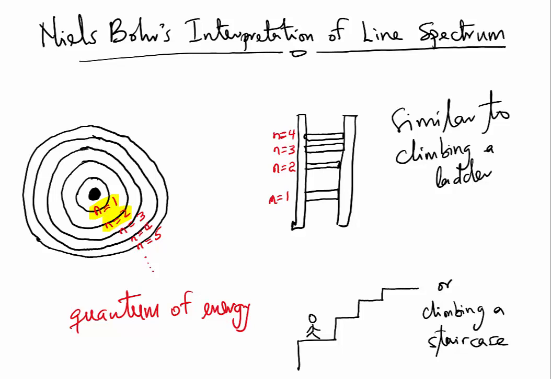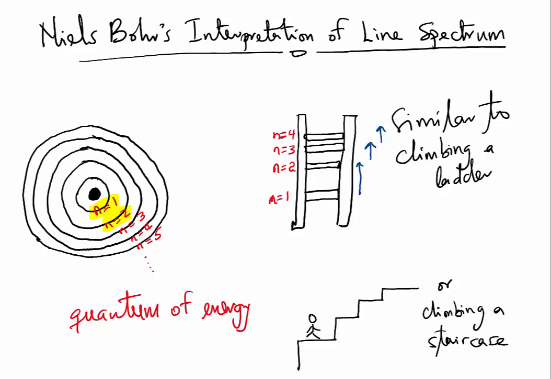What does that mean? That means that the electron can, for example, jump from energy level 1 to energy level number 2, or energy level number 2 to energy level number 3, and so on. But it will need to absorb a packet of energy, all at once or nothing.